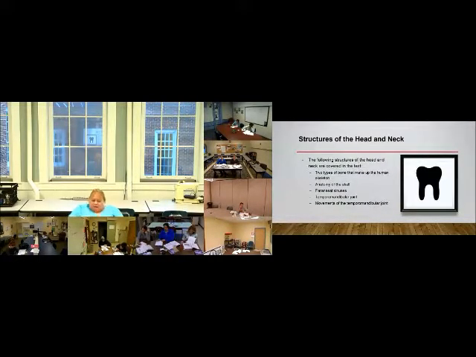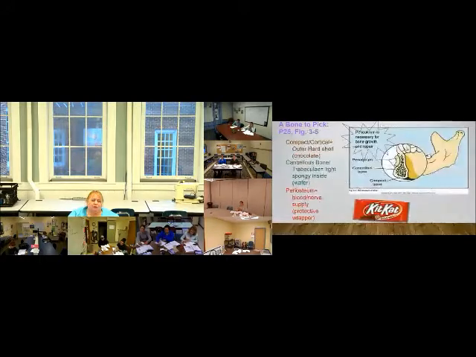So the next structures that we're going to cover are the types of bone that make up the human skeleton, anatomy of the skull, the sinuses, the temporomandibular joint, or TMJ, and then the movements of the TMJ. So first, let's look at the bone structure. And this structure is all throughout the body, but of course we focus on the bones that are in the head and neck.